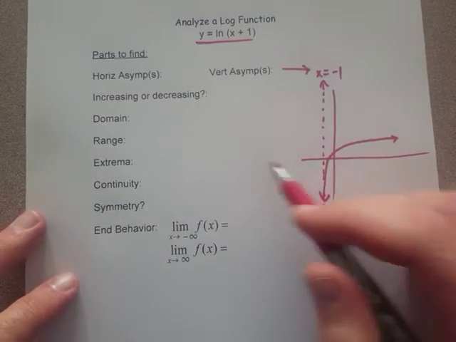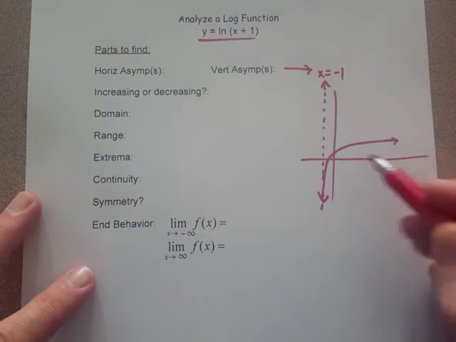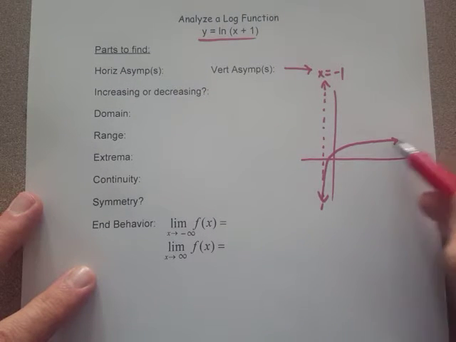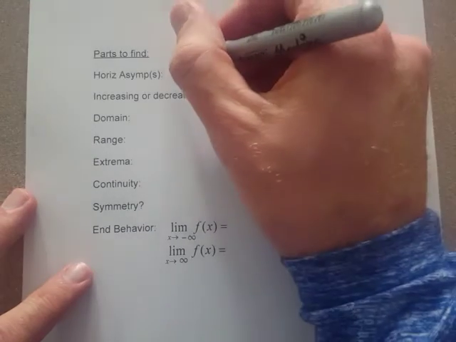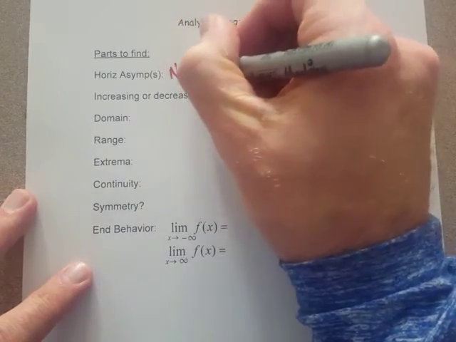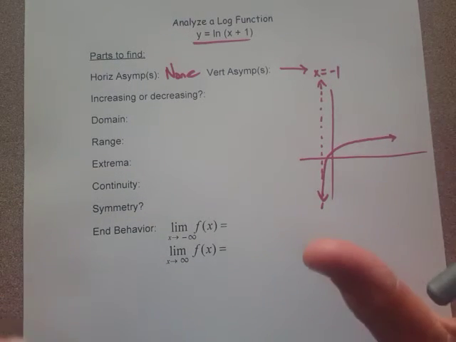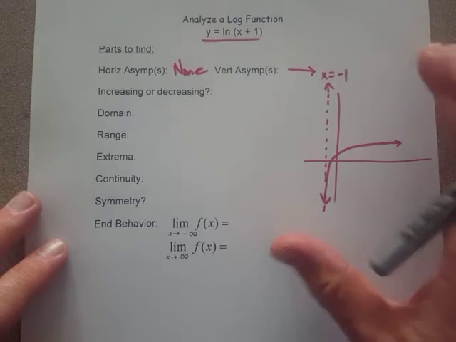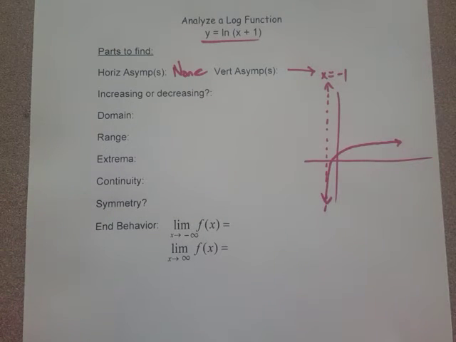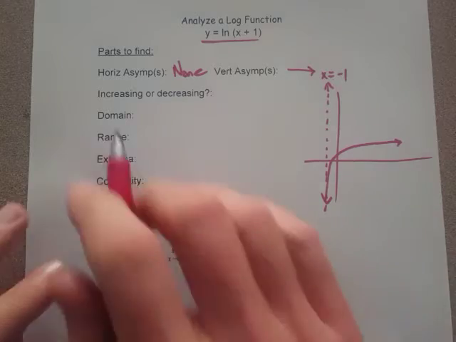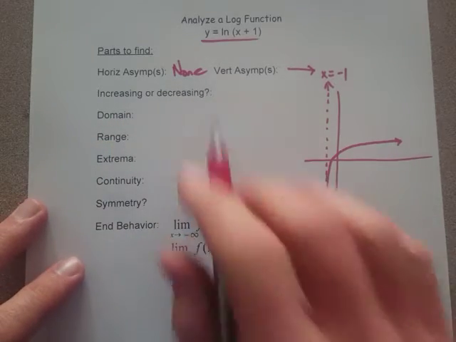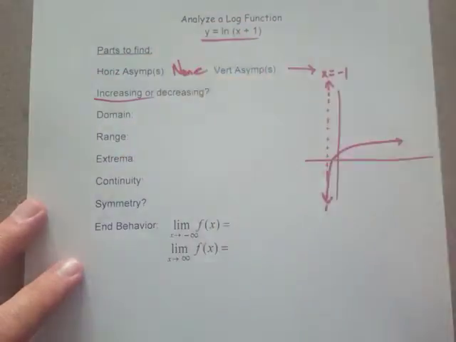Horizontal asymptote, one thing I mentioned in an earlier video is that this thing right here looks like it's leveling off, but it actually doesn't. It keeps going up forever. So there is no horizontal asymptote, and that's the case for every single log function. So never think of horizontal asymptotes when you're thinking of log functions. They just don't happen. This one, is it increasing or decreasing? It is in fact increasing in this case.